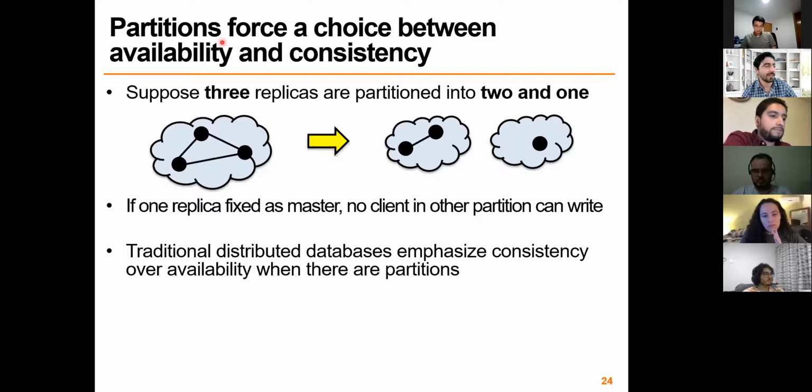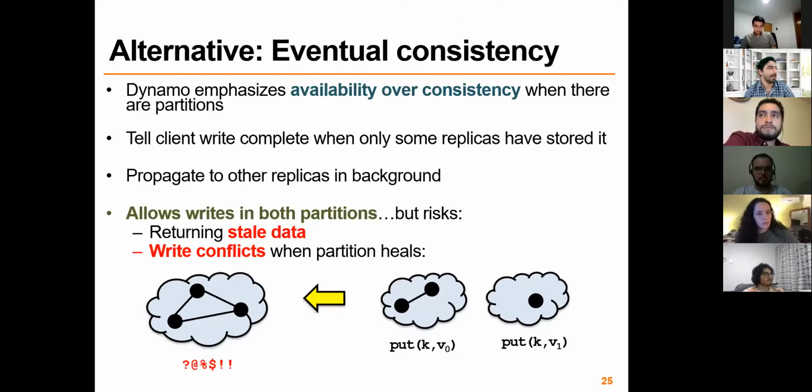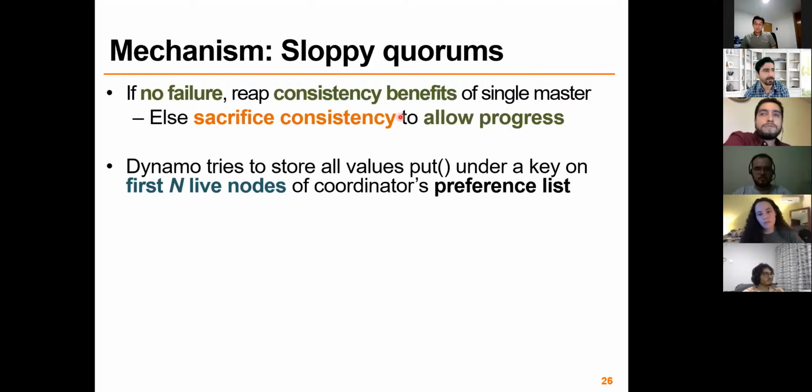As I mentioned already, partition forces a choice between availability and consistency. The partition is there, so you have to deal with it, and you can sacrifice either availability or consistency. So you're sacrificing consistency for the sake of availability. It's the same thing, talking about the CAP theorem.